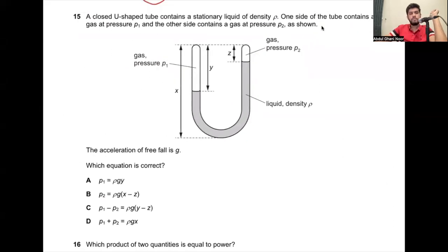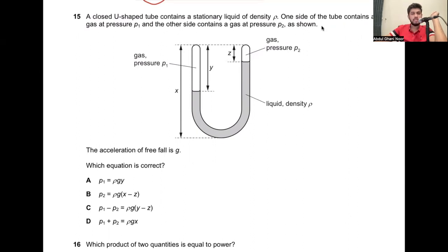Moving on to question number 15. Question 15 says a closed U-shaped tube contains a stationary liquid of density rho. One side of the tube contains a gas at pressure P1 and the other side contains a gas at pressure P2 as shown. The acceleration of free fall is g.